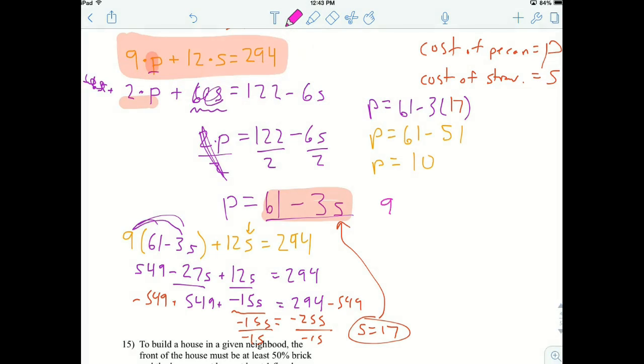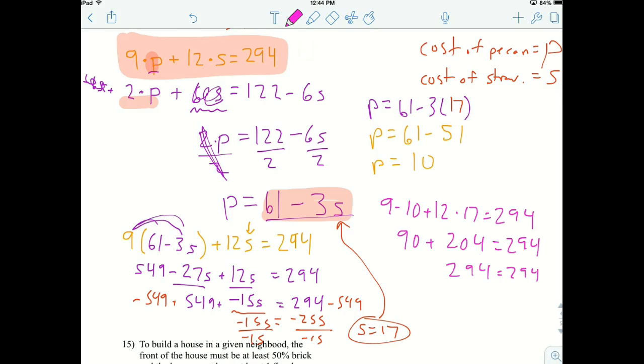We're going to have 9 times the cost of the pecan, 9 times 10, plus 12 times the cost of the strawberry, 17, equals 294. Well, 9 times 10 is going to be 90, plus 12 times 17, throw that in the calculator and you get 204. And that's supposed to equal 294. 90 plus 204 does in fact equal 294. So we did our check, we are good to go.